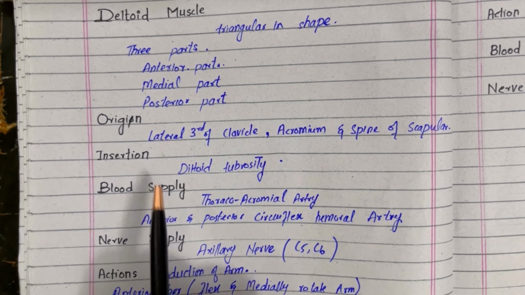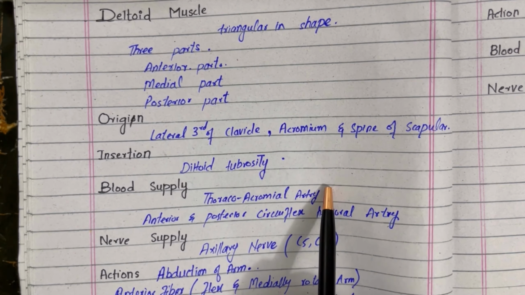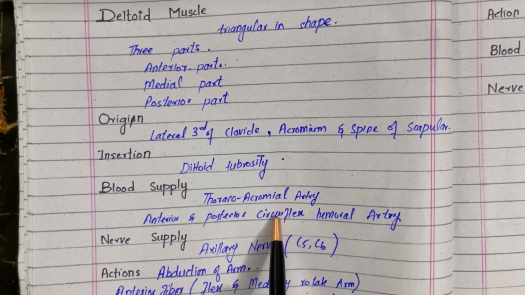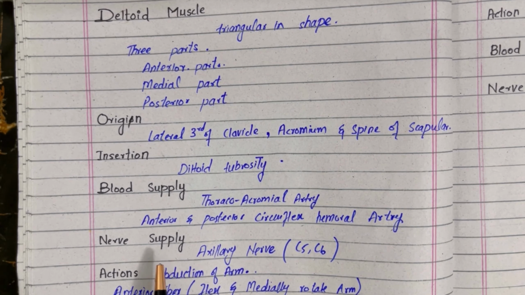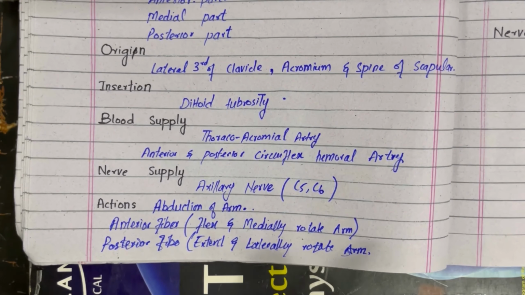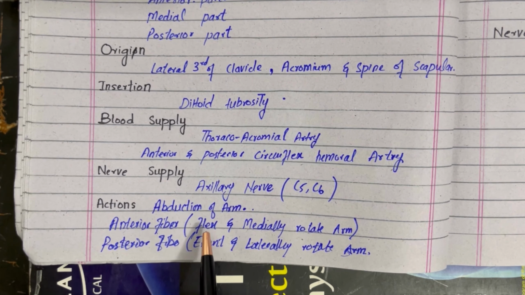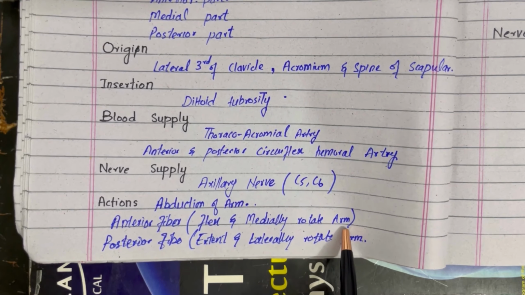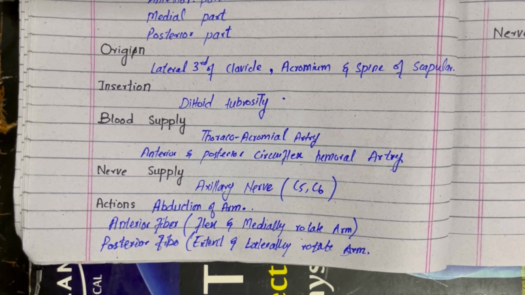The blood supply of the deltoid muscle is the thoracoacromial artery and the anterior and the posterior circumflex humeral artery. The deltoid muscle is innervated by the axillary nerve, and the action of the deltoid muscle is the abduction of the arm, the flexion and the medial rotation of the arm, and the extension and the lateral rotation of the arm. So this was all about the deltoid muscle of the scapular region.